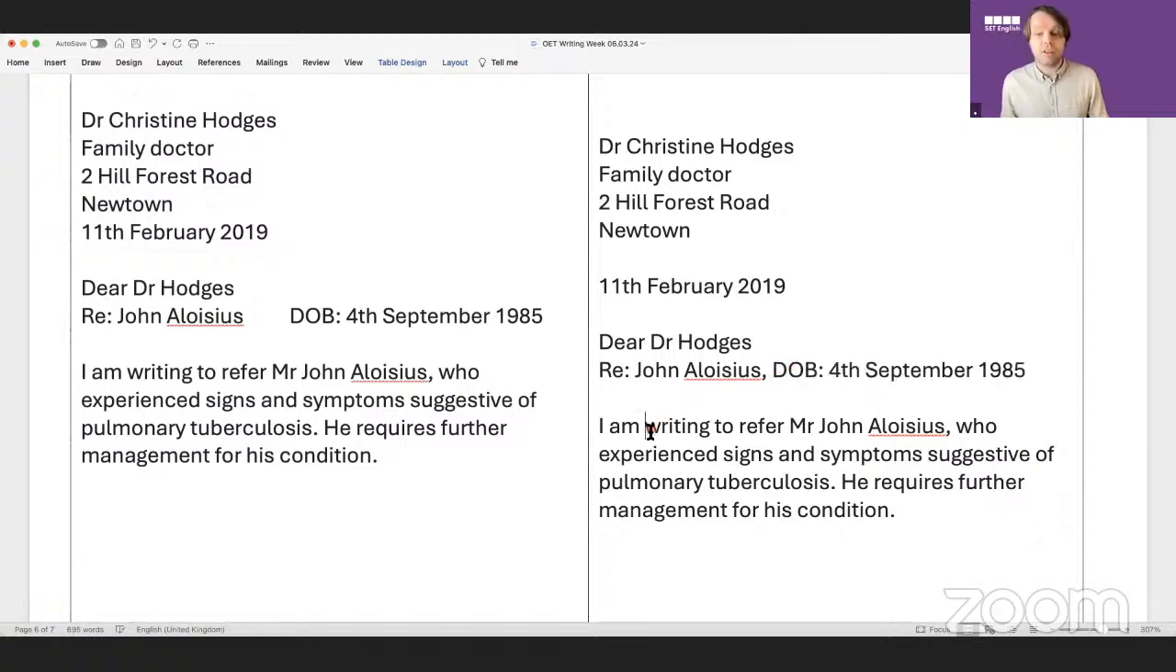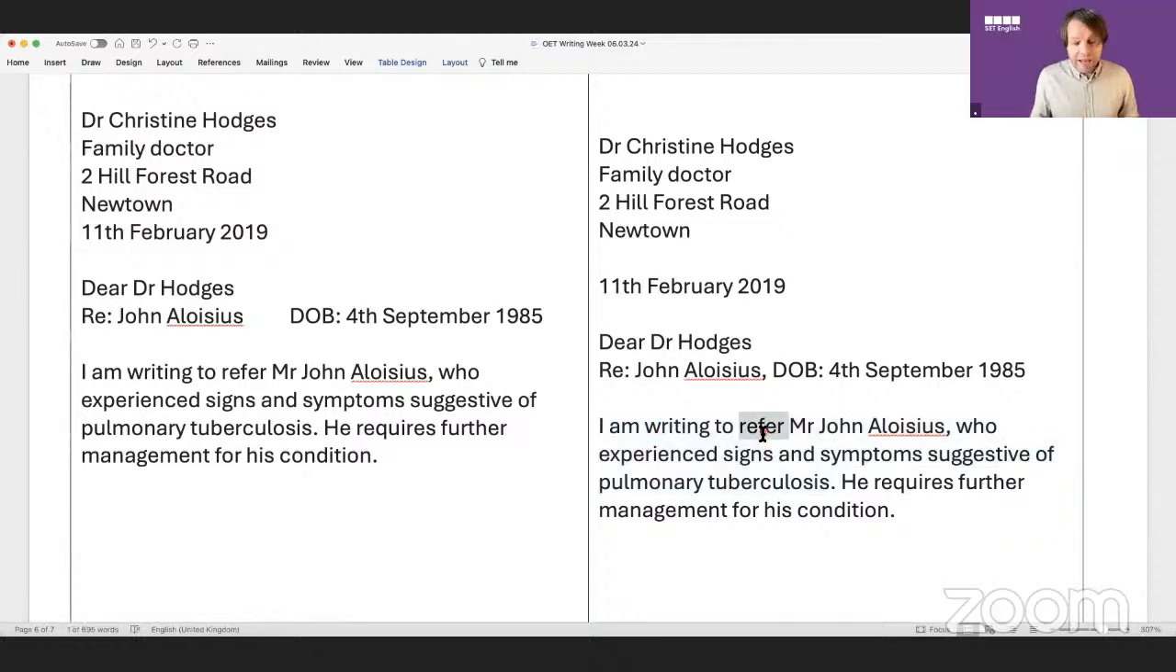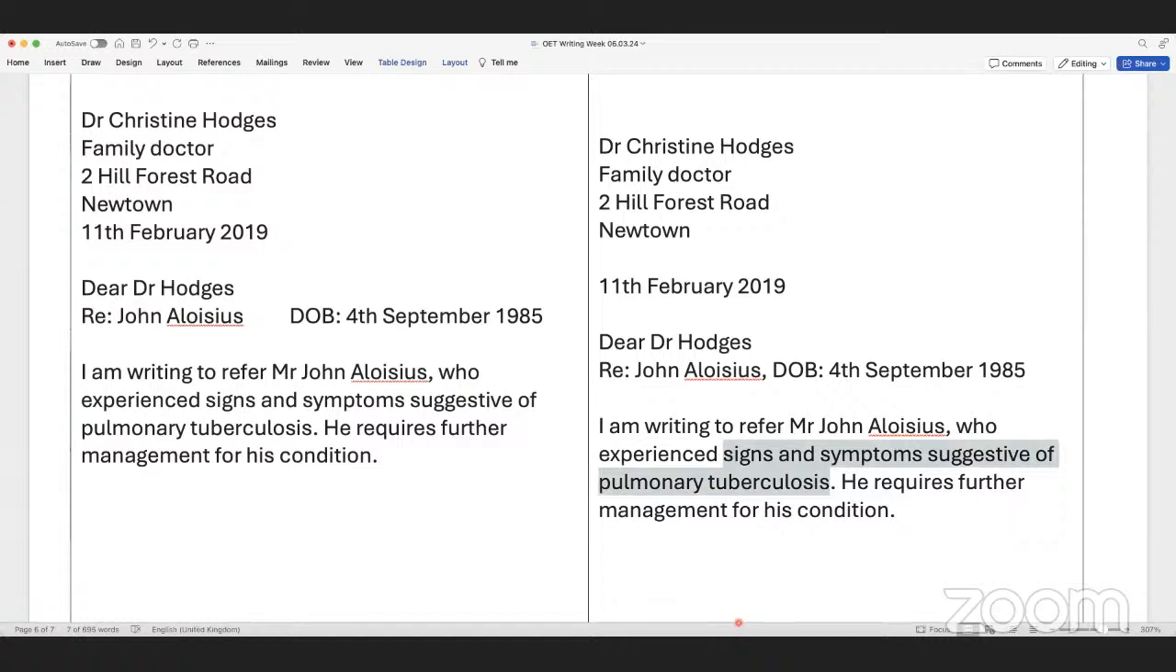Okay, let's have a look at this now, Maxime. So Maxime, let's have a look at this sentence here, and Carolina as well. Maxime, Carolina, and Maria. I'm writing to refer Mr. John Aloysius, who experienced signs and symptoms suggestive of pulmonary tuberculosis. What's wrong? Again, the word refer. No, it's okay. As I said, it's not wrong. Not confirmed diagnosis. Yeah, we have the diagnosis. Carolina, go on. So, is it confirmed or not? Yeah, we have a final diagnosis, so I think we should say this in a different way.